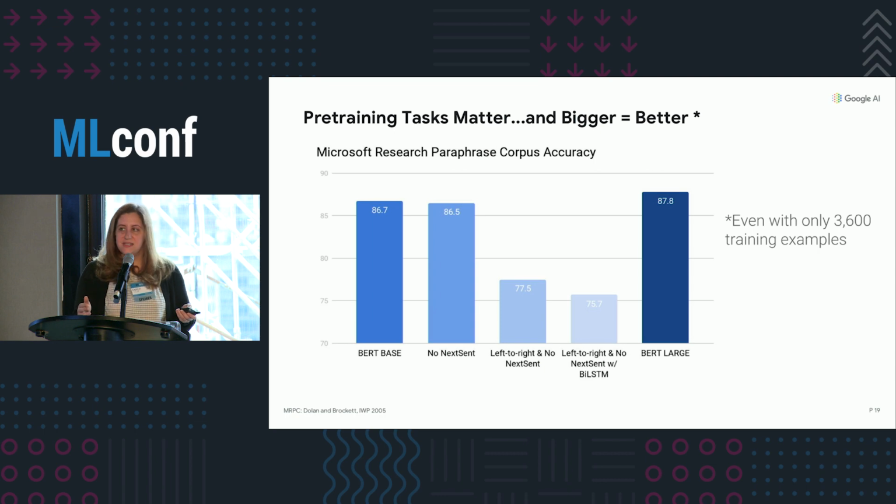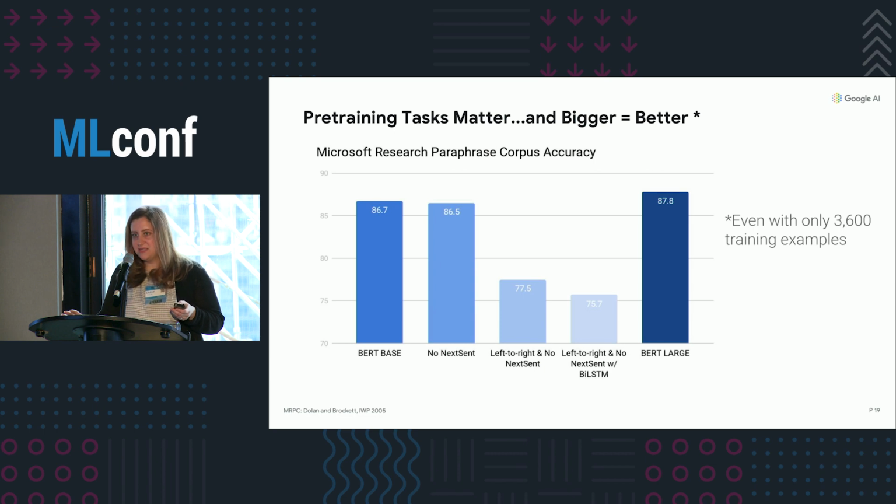That gets 86.7. If you remove the next sentence prediction task, you go down to 86.5. So this task actually didn't matter very much. It mattered more for the question answering tasks. So there's some tasks that matter and some tasks where it's not very relevant.